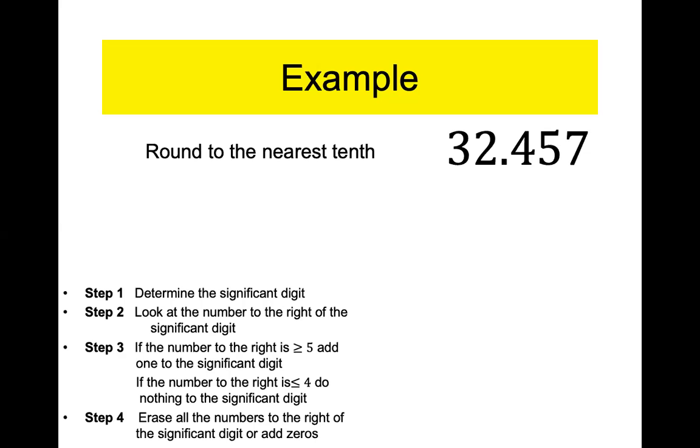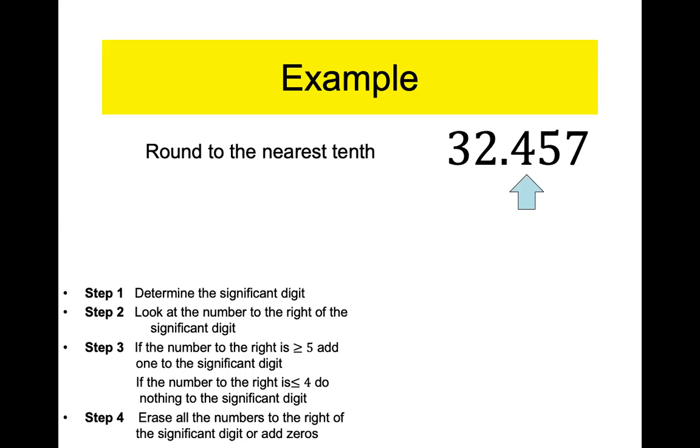The 5 is the hundredths place. The 7 is the thousandths place. 4 is your 10th place. You see what I did there? I made an arrow. Maybe you want to underline it, potentially. That's your significant digit.